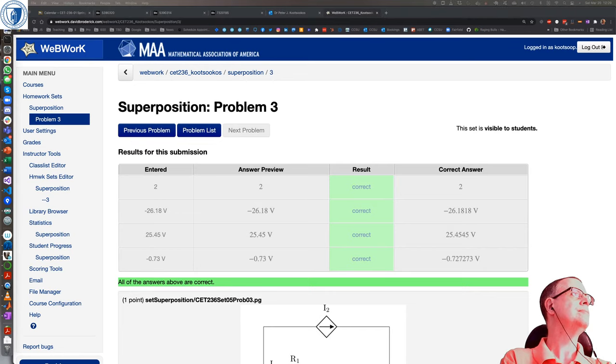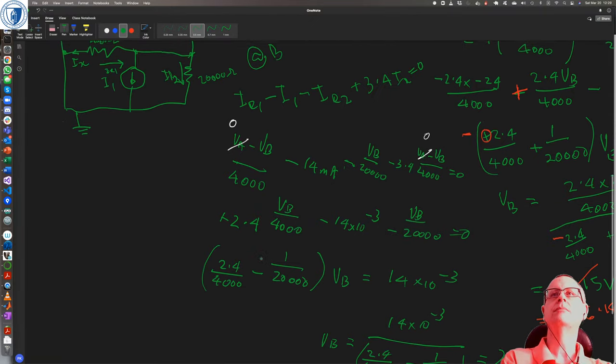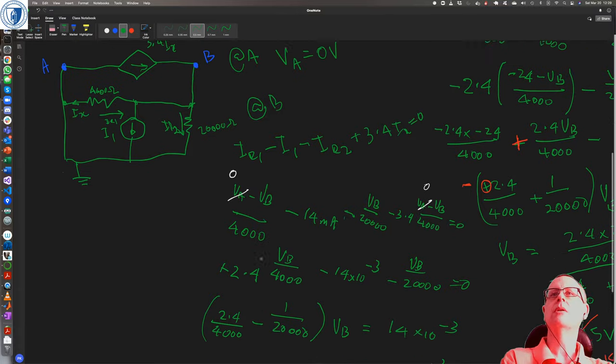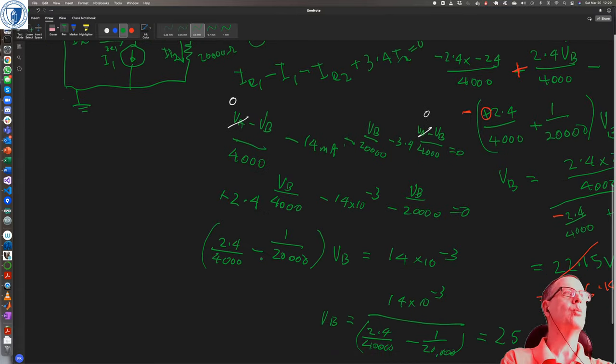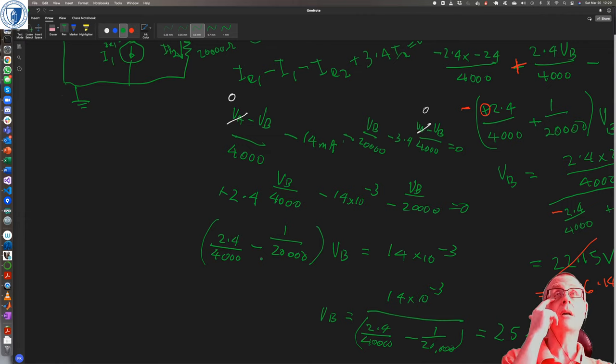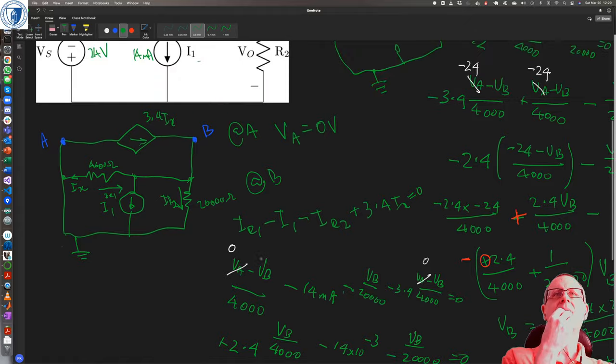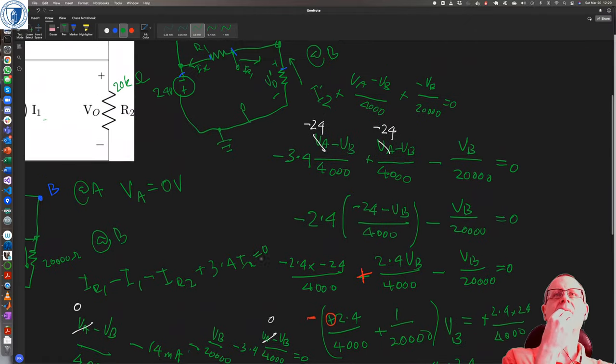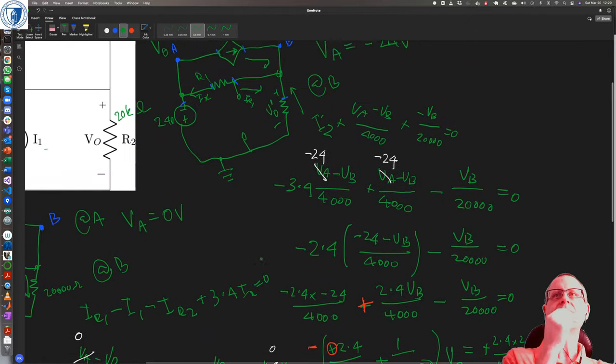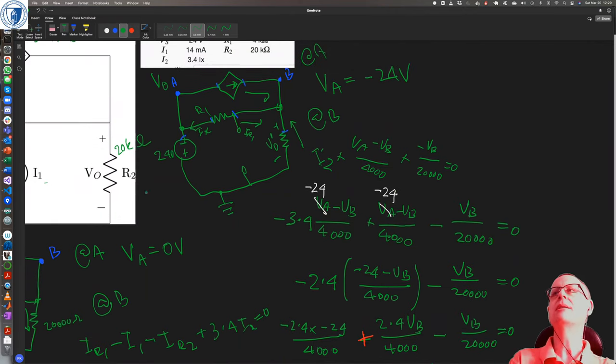Could you just go back up to when you just worked out the first part of VB in the superposition? I missed a sign somewhere. I just wanted to screenshot it quick. Which one's this? The first part when we eliminated the current source. Okay, so that's eliminating the current source.